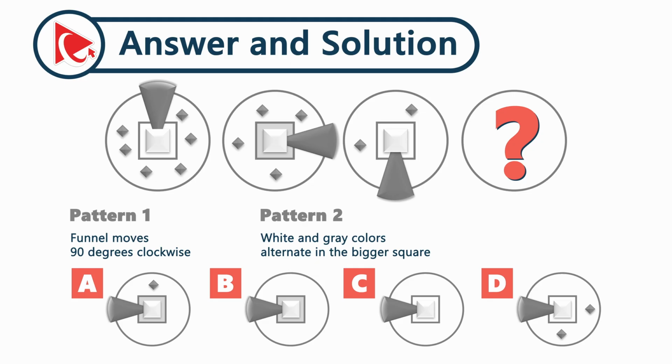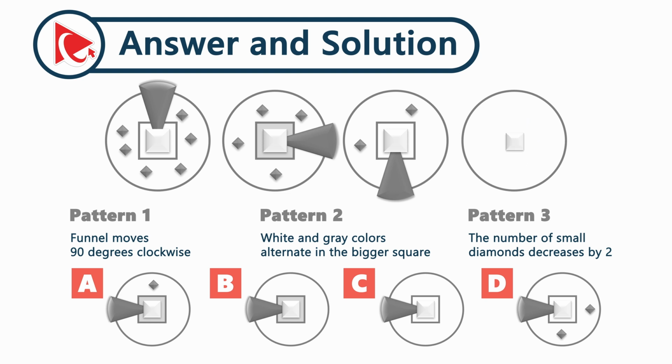Don't you think so? In order to truly get to the final answer, we need to look at the small diamonds. In the first shape, there are 6 small diamonds. In the second shape, there are only 4 small diamonds. And then in the third shape, there are only 2 small diamonds. It looks like the pattern here with the small diamonds is that the number of them decreases by 2 with every step. Knowing all 3 patterns, let's build a target shape.